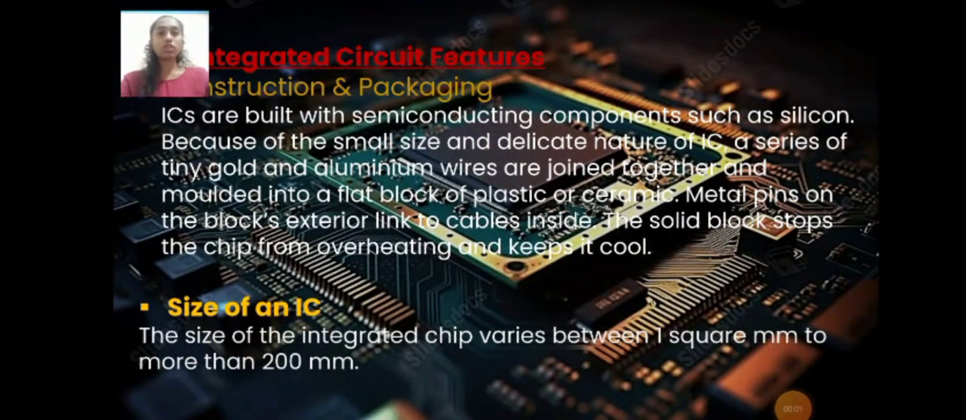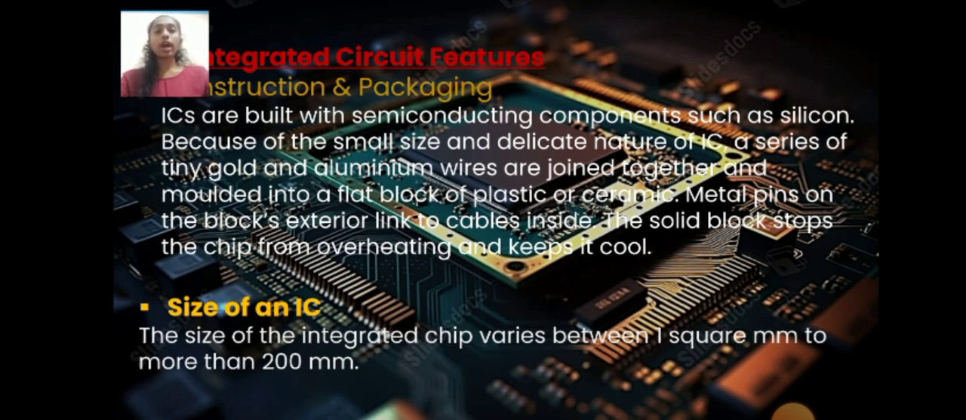Let us see some features of integrated circuits. First, construction and packaging. ICs are built with semiconducting components such as silicon. Because of the small size and delicate nature of the IC, a series of tiny gold and aluminium wires are joined together and molded into a flat block of plastic or ceramic. Metal pins on the block's exterior link to cables inside. The solid block stops the chip from overheating and keeps it cool. This is the sum of features of integrated circuit.